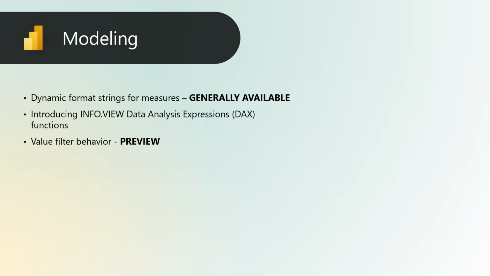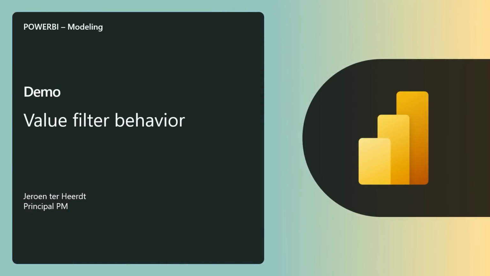You can decide whether you want to turn off coalesced value filters and turn on independent value filters instead. Turning on independent value filters by setting the value filter behavior setting to independent results in multiple filters on the same table being kept separate instead of the DAX engine combining these into one. Let's go ahead and take a look at a demo.